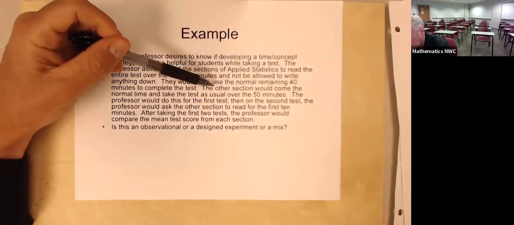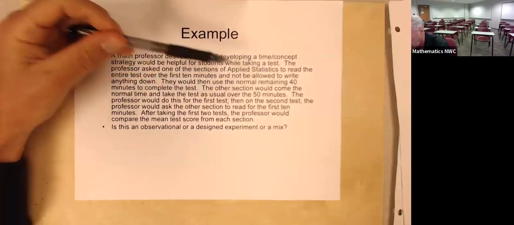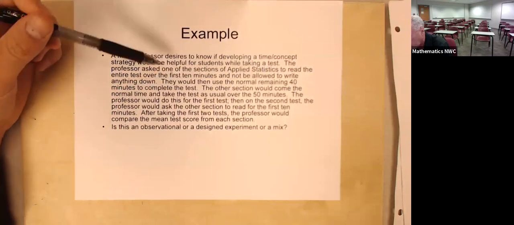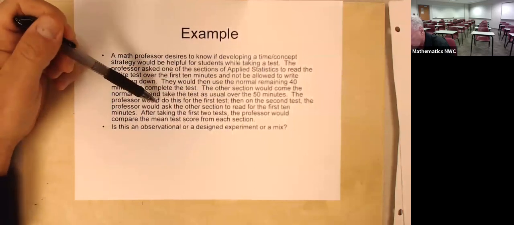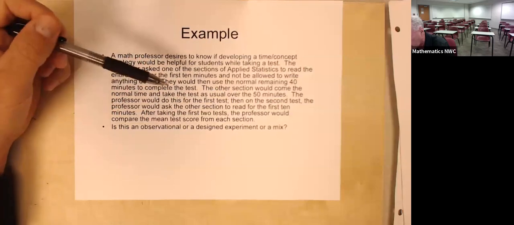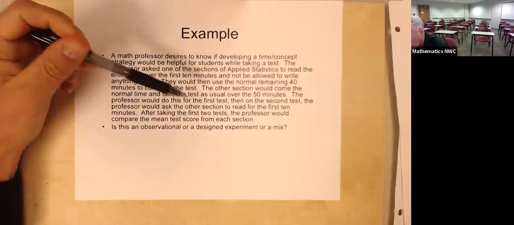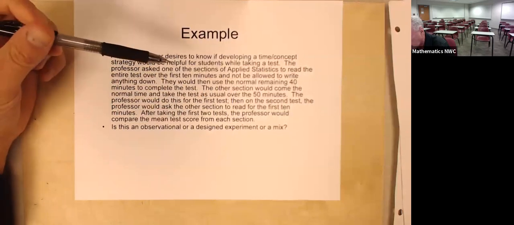The other section of stats would come in at the normal time and take the test as usual over the entire 50 minutes. The professor would do this for the first test, and then on the second test, the professor would ask the other section to read for the first 10 minutes. In other words, switching it around. After taking the first two tests, the professor would compare the mean test score from each section.